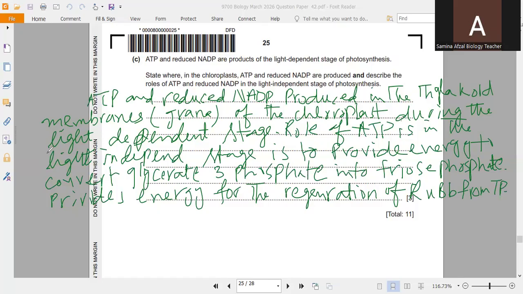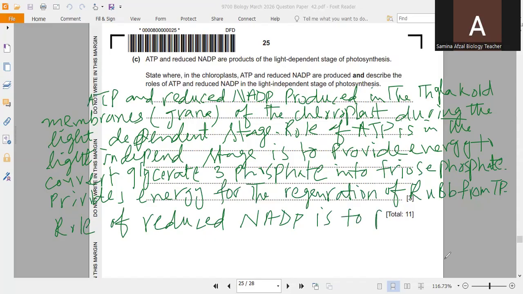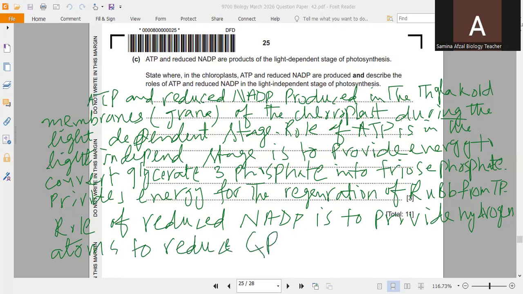Then the role of reduced NADP is to provide hydrogen atoms to reduce glycerate phosphate to triose phosphate.